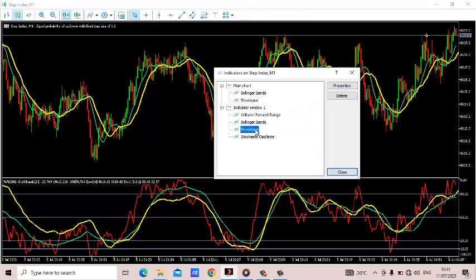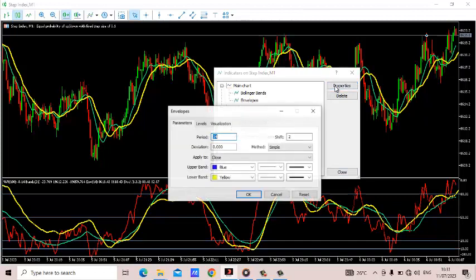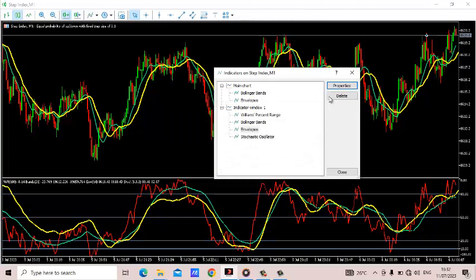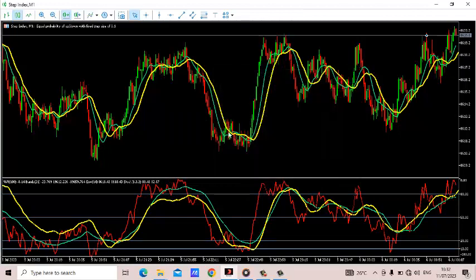Then there's also another envelope here. The period is 14, shift is 2. Method is simple. Deviation is 0.000. Apply to close. Upper band blue, lower band yellow. Click done. So that's all the settings there is.